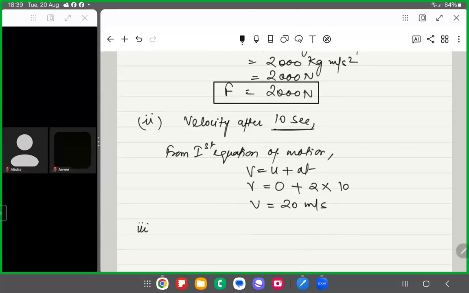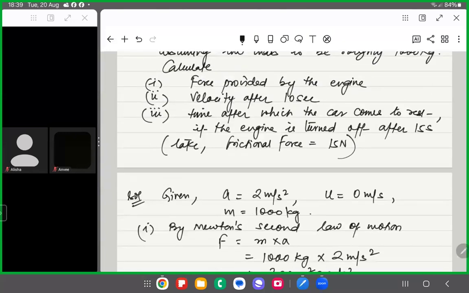Now, coming to the third part. What do you have to find? You have to find the time after which the car comes to rest if the engine is turned off after 15 seconds, because the engine is providing the force. Now it is turned off after 15 seconds. We have to tell after how much time it will come to rest if the frictional force is 15 Newton, right? So it is coming to rest because of the frictional force. Yes or no? If there is no friction force, then it will keep on moving according to which law of Newton? First law.